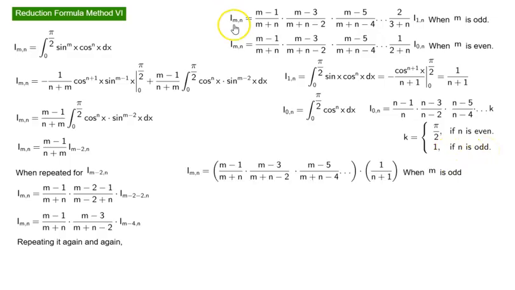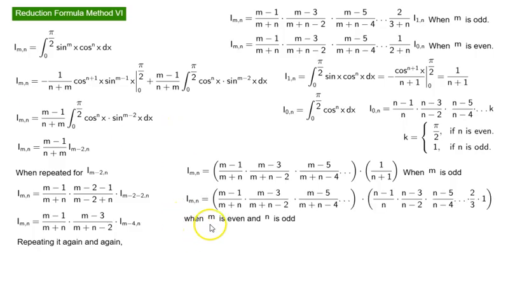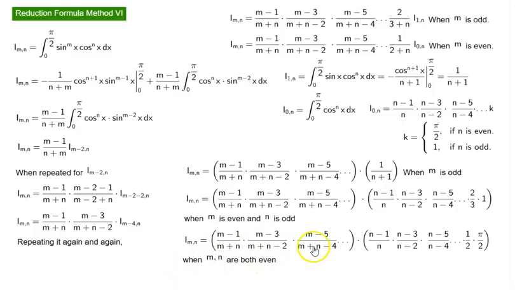And what is k? K is pi by 2 if n is even and k is 1 if n is odd. I sub m comma n when m is odd becomes m minus 1 by m plus n times m minus 3 by m plus n minus 2 times m minus 5 by m plus n minus 4 and so on, times 1 by n plus 1. And similarly, when m is even and n is odd, we get this. Here you will notice that the last factor is 1. When both are even, we end up with this expression. The last factor being 1 by 2 times pi by 2.